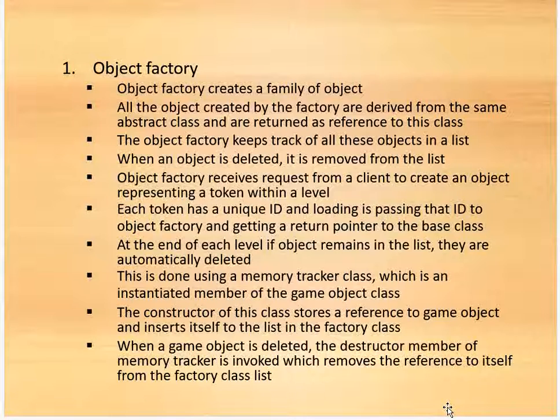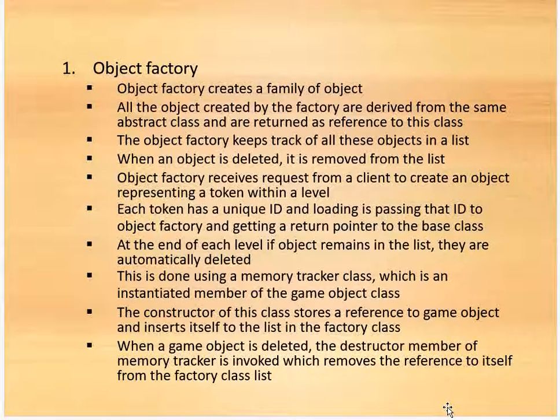Whenever a particular object is deleted or removed from the list, the object factory receives the request from the client to create an object representing a token within a level. Each token in this object factory has a unique ID, and the loading code passes that ID to the object factory and then gets back a pointer to the base class.